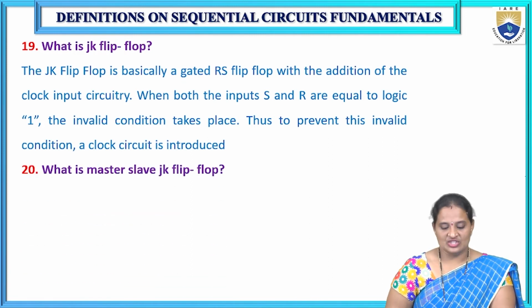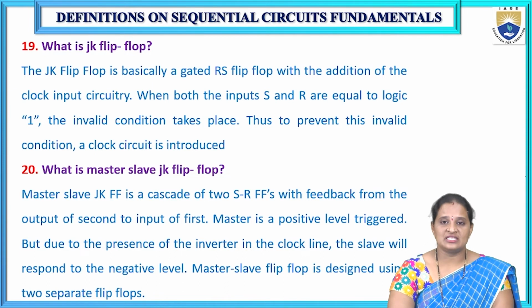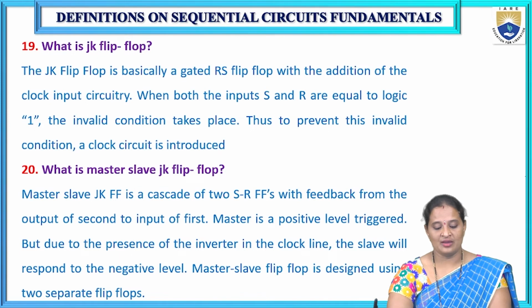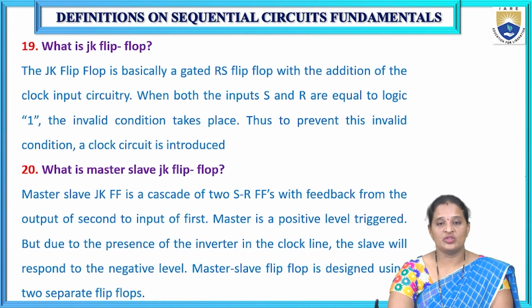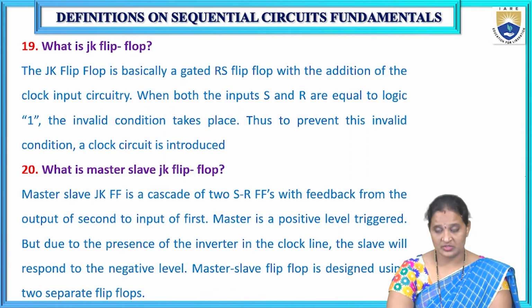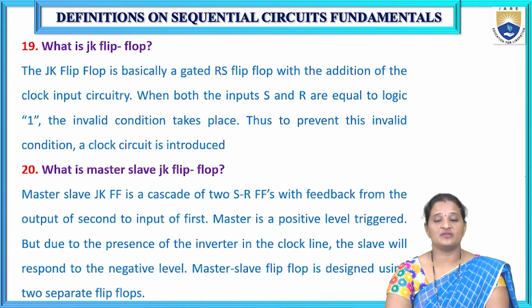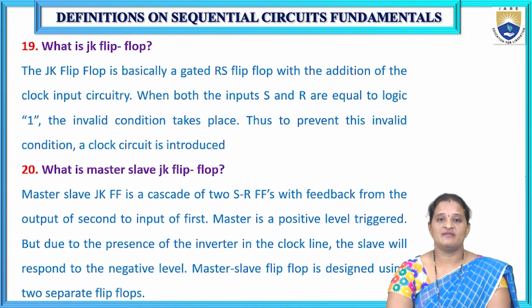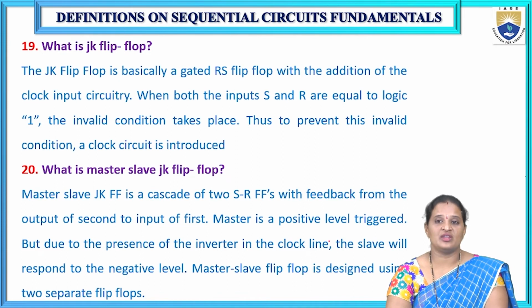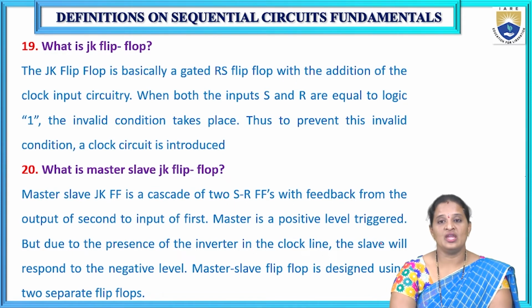So what is a master-slave JK flip-flop? A master-slave JK flip-flop is a cascade of two SR flip-flops with feedback from the output of the second to the input of the first flip-flop. So we are connecting two SR flip-flops together such that the output of the second flip-flop is given as input to the first flip-flop. The master is applied with positive edge triggered clock signal. That means a positive level triggered, but due to the presence of an inverter in the clock line, the slave will be responding to the negative level.